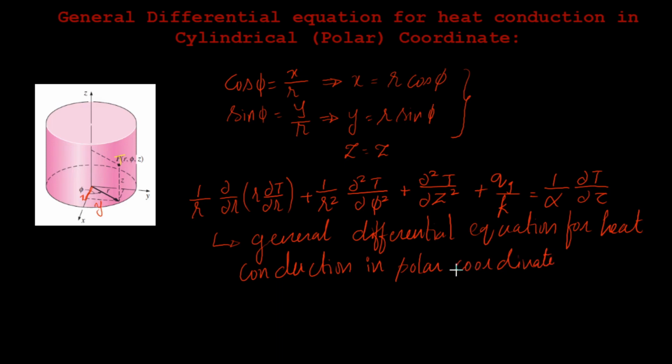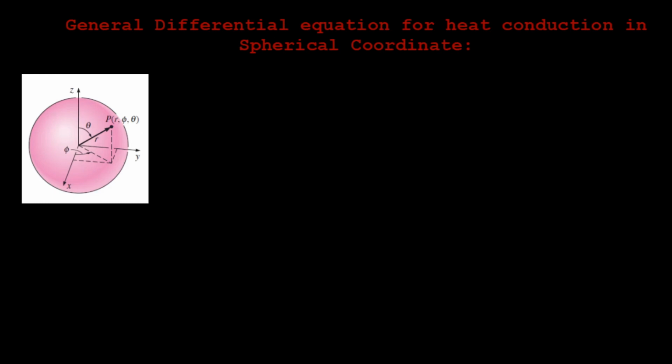As I said, we have two methods through which we can achieve this. One is by considering a small elemental volume in this cylinder, and the second one is using the coordinate transformation system. So now let us look into the spherical coordinate. In the case of spherical coordinate, we have two angles, that is phi and theta, and one linear dimension, that is r. So if you want to represent any point in a spherical coordinate, the point P will be a function of r, phi, and theta.